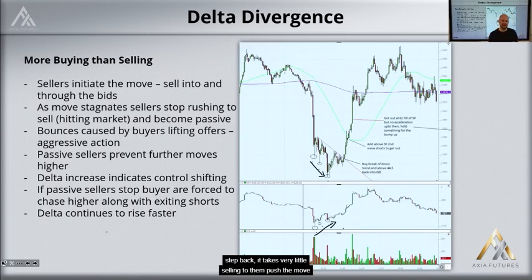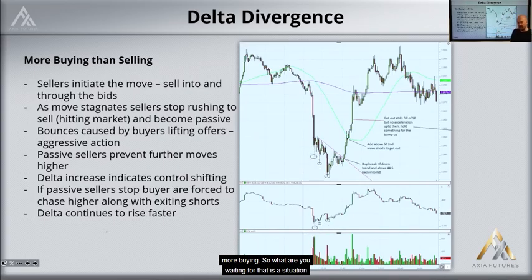It takes very little selling to then push the move down because you don't get buyers continuing to reload. As price drops, buyers will then come back in and try to buy again at lower prices. And that's what happens on each of these bounces. Buyers come in, and that's what creates the push back on the delta. So overall, you're seeing more and more buying.